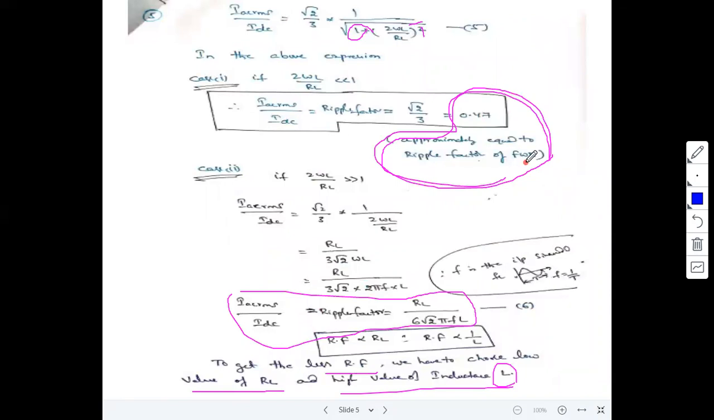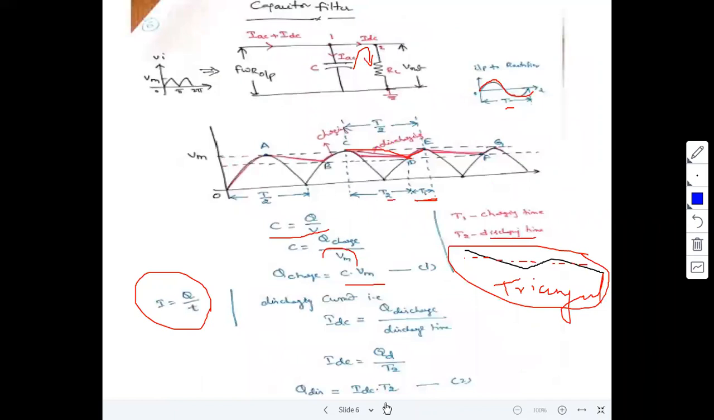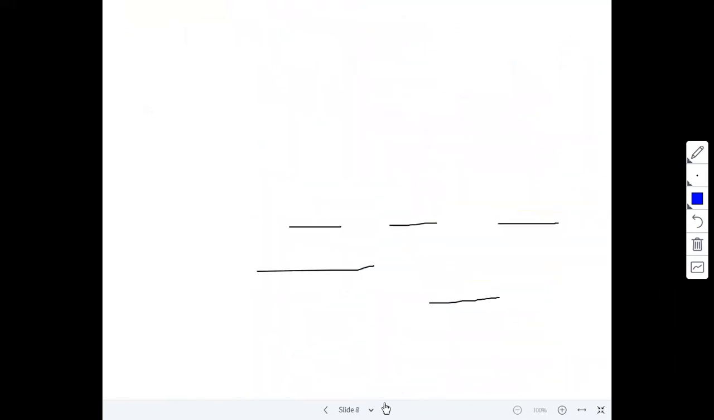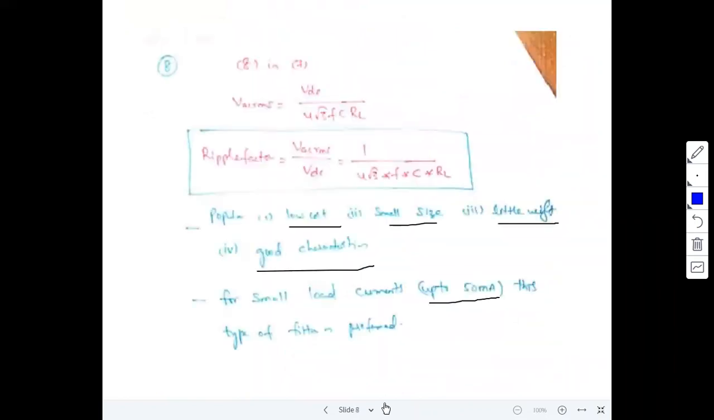In the second case, when 2 omega L by RL is very much greater than 1, only then is there a possible change in ripple factor. Next is the capacitor filter, the most popular filter. The ripple factor is small compared to the full wave rectifier output. The advantages are low cost, small size, little weight, good characteristics, and it works up to 50 milliamperes of current.